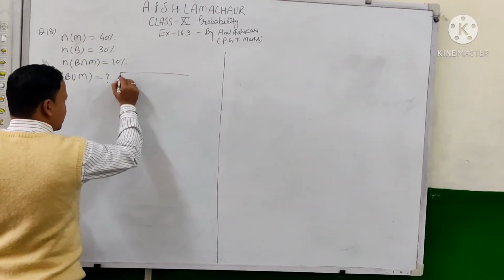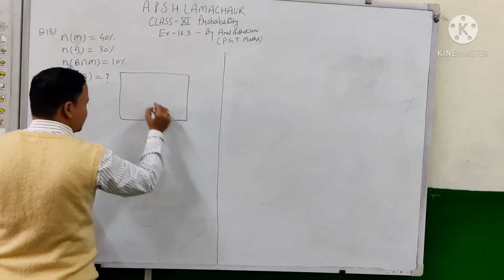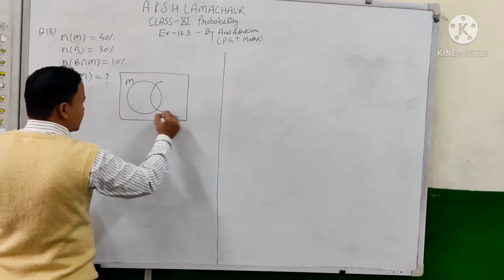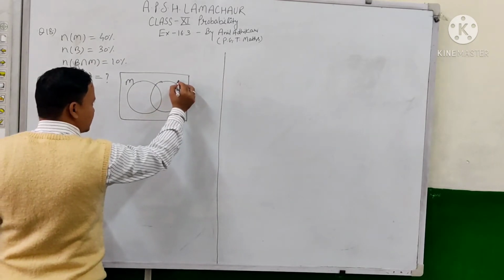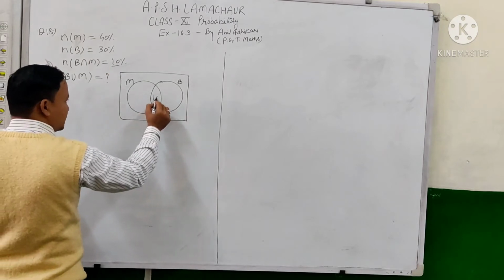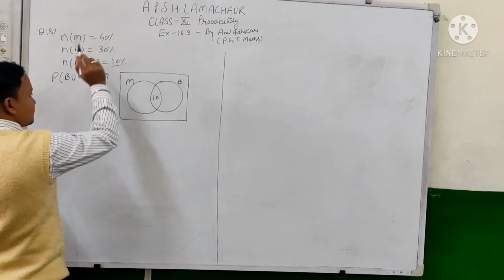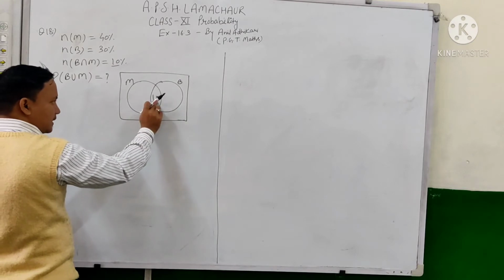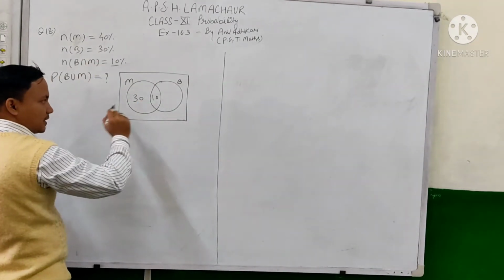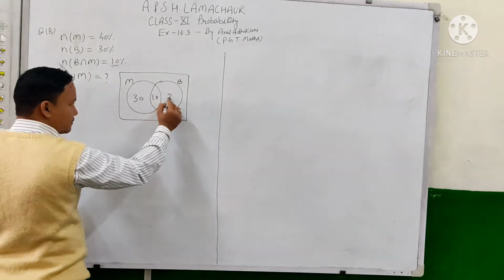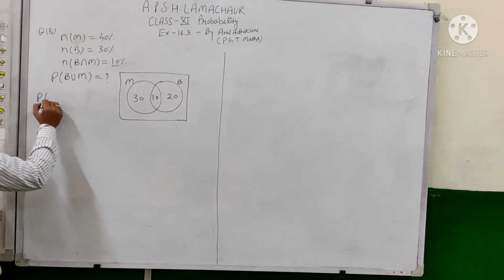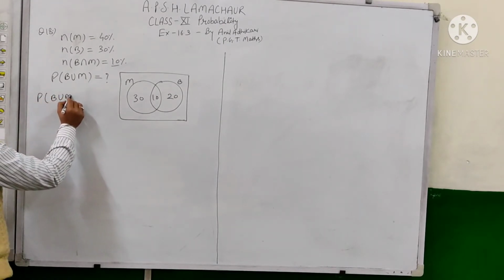Now make a suitable Venn diagram for this particular case. Let this indicate the students having mathematics, this one indicating students having biology. Now intersection contains 10%, so let it be 10. Mathematics, 40 students are there, so out of 40, 10 are intersectional parts, so this will be 30. And in biology there are 30% students, out of 30, 10 are intersectional, so there will be 20%. Okay. Now we need to find probability of biology union mathematics.